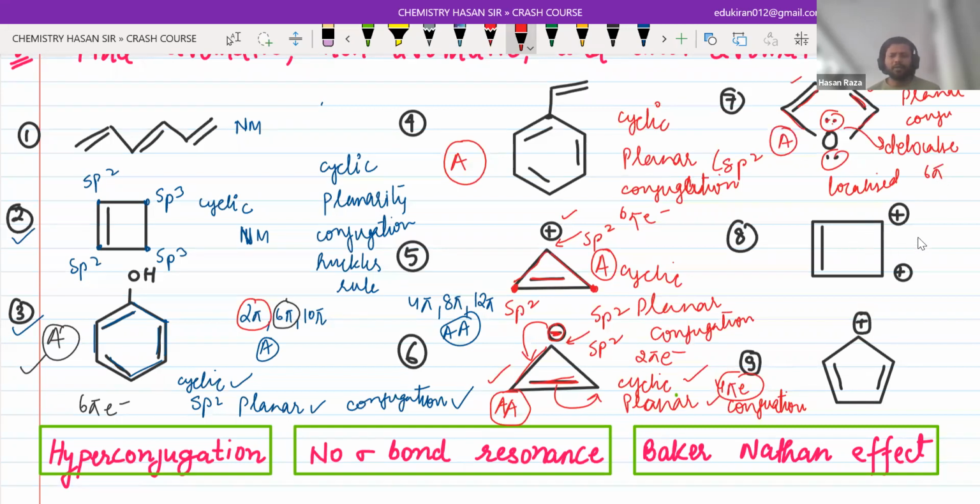Then come for this. This is also aromatic. You can see only 2 pi electron is there, planarity is there, cyclic it is, and conjugation is also there. That's why it is aromatic. Then come for this compound. Planarity, this is anti-aromatic. You can see 4 pi electron is there. 2 pi bond, 4 pi electron. Planarity is there, cyclic, conjugation, and then 4 pi electron. That's why it is anti-aromatic.